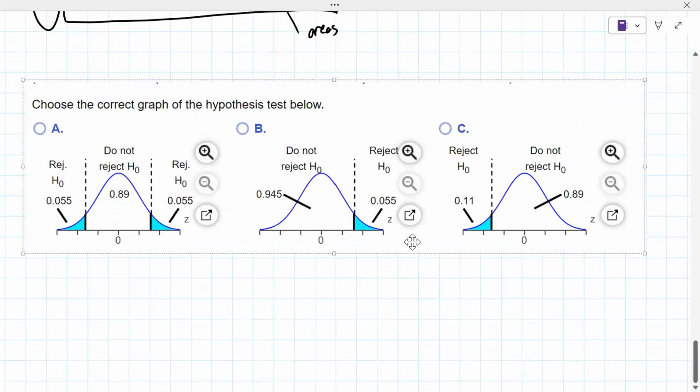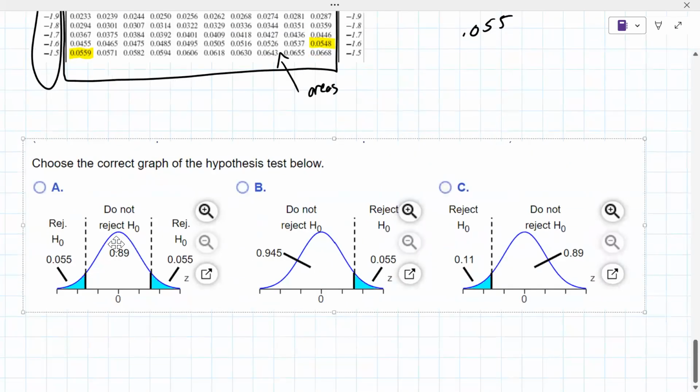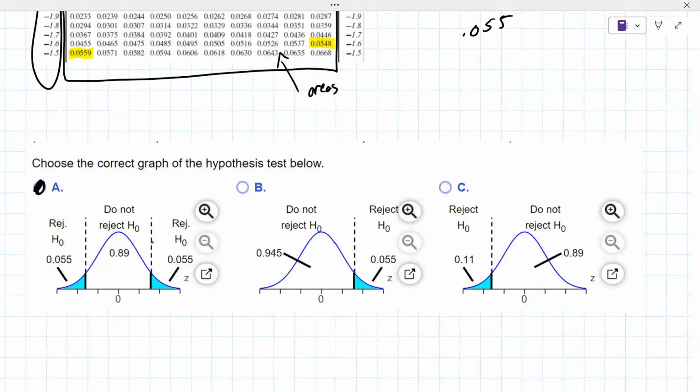So you can see here the correct graph. This one on the left is what we just made up here. They're just specifying, hey, this is the do not reject region, this is the reject region. This is the only of the three that's a two-tail test. This is a right tail, this is a left tail. So pretty straightforward. All right. That one's numerical. Or that one's not numerical. You'll be able to figure that out.